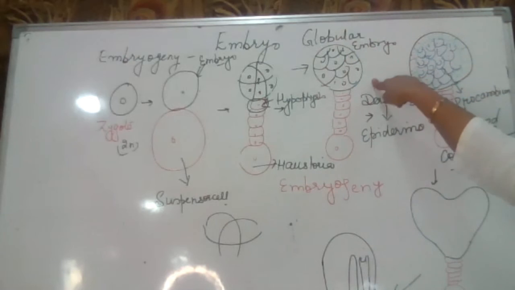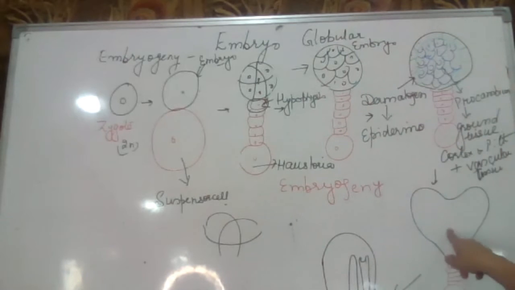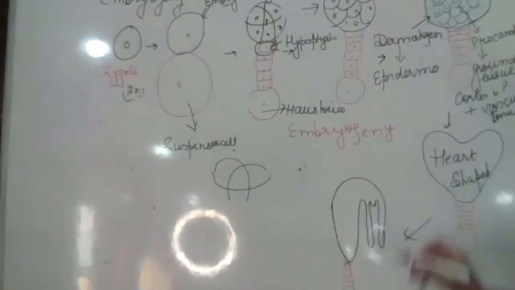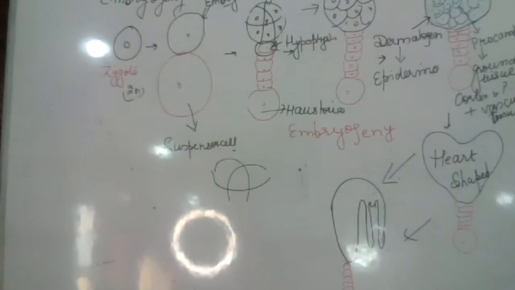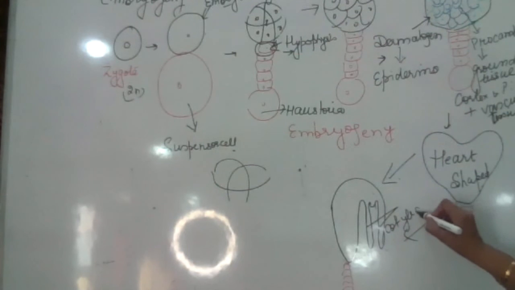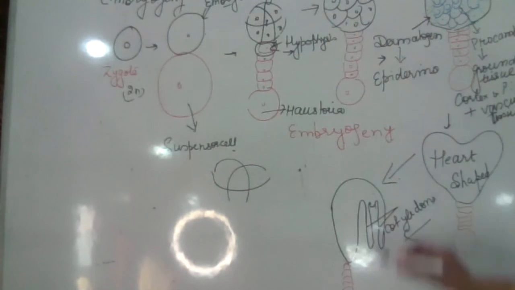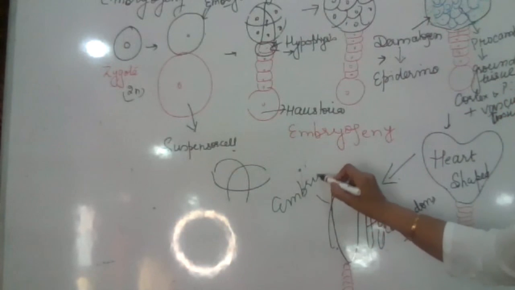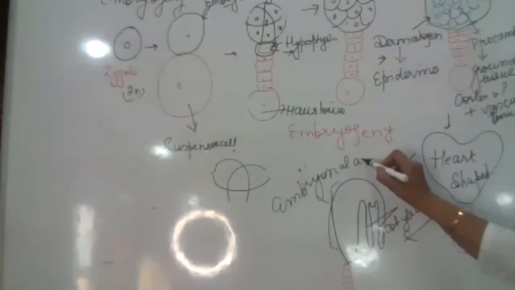Now from this globular embryo, the shape of the embryo becomes heart shaped. So this is called a heart shape embryo here. And ultimately, in this heart-shaped embryo, now see the changes, and this is going to form this mature embryo in which cotyledons appear. These are cotyledons, and this whole structure is called the embryonal axis.